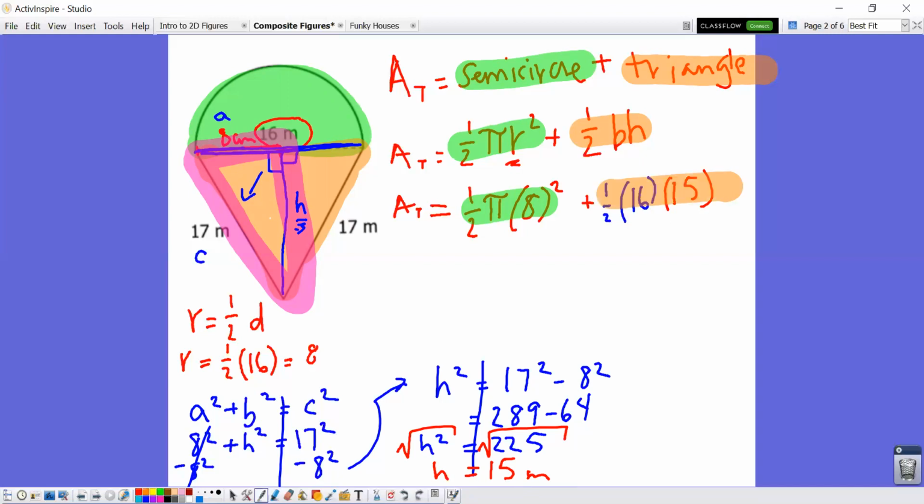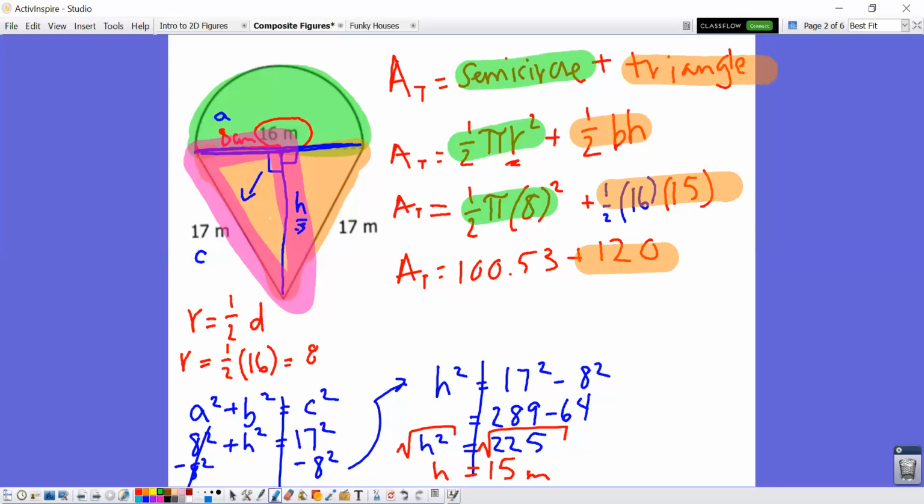I'm going to plug that in up here, substitute that into our formula, and now we are ready to finish this guy up. Now my 1/2 pi 8 squared is going to give me a semicircle area of 100.53. And my triangle, that 1/2 16 times 15, gives us an area of 120. Oh, sorry, I got a little ahead of myself here.